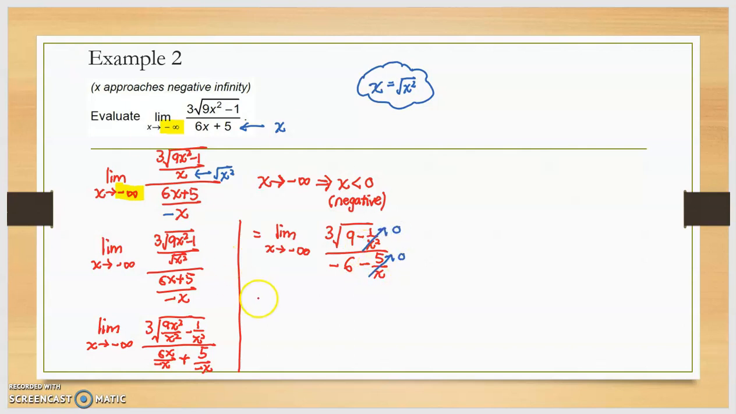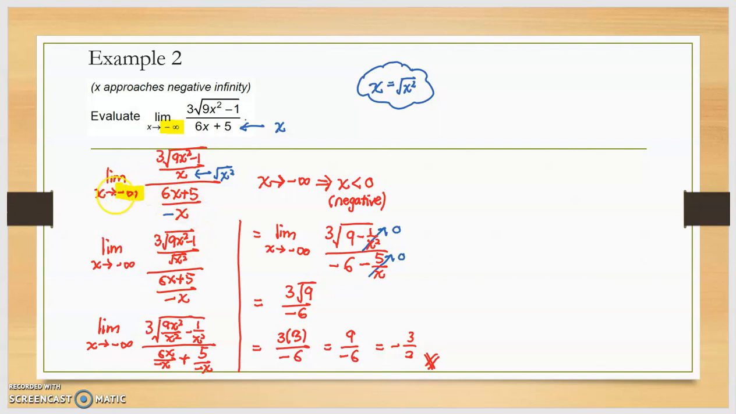So what we have here is equal to 3 square root of 9 over negative 6. So here is 3 times 3 over negative 6. So here is 9 over negative 6, which equals negative 3 over 2. So here is the answer for the second example.